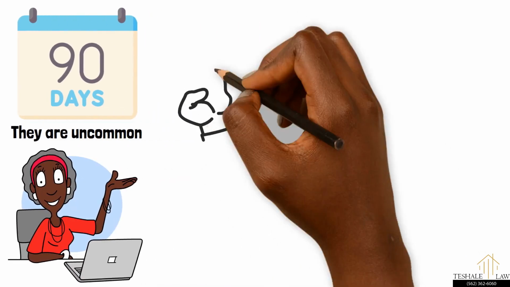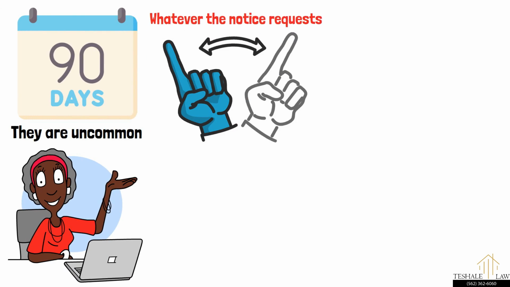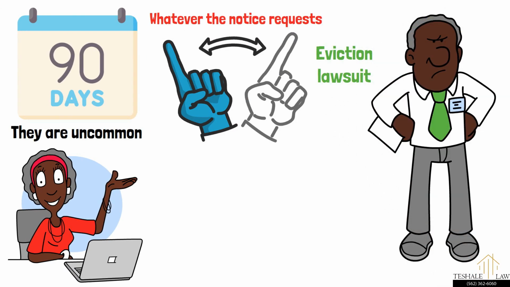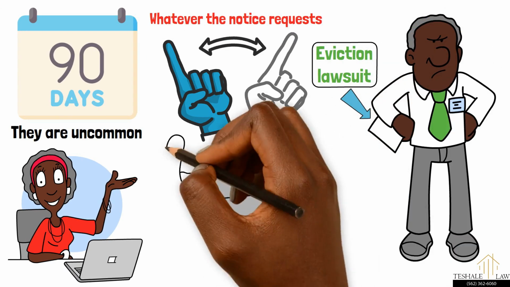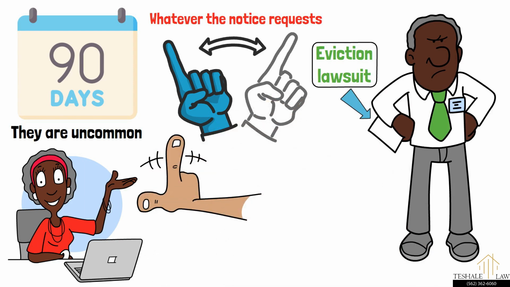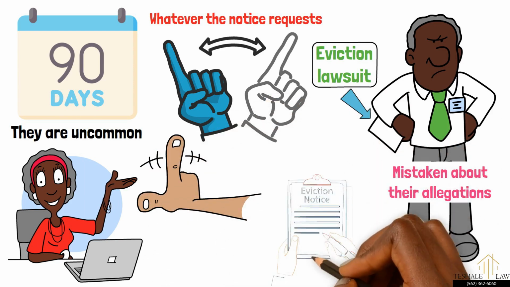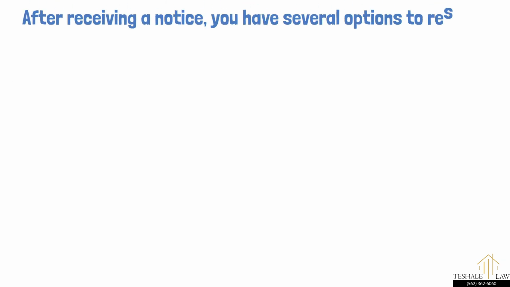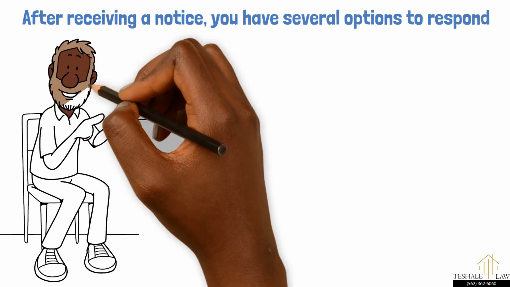If you do not comply with whatever the notice requests, then the landlord can file an eviction lawsuit after the notice period expires. This is not uncommon because landlords are often mistaken about their allegations or seek to evict tenants on improper grounds. After receiving a notice, you have several options to respond. Here are the main types of responses.